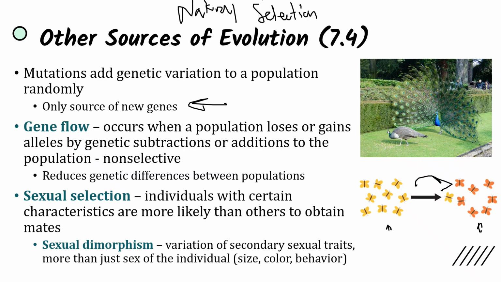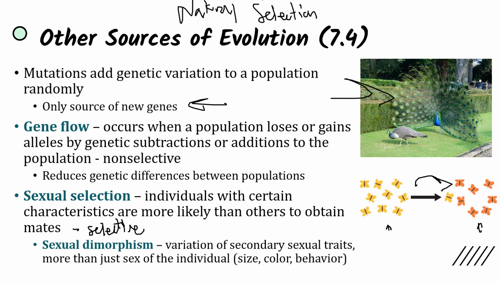We see sexual selection, where individuals with certain characteristics are more likely than others to obtain mates. Now this is going to be a selective form of evolution, and what this is saying is it's not enough to be anatomically compatible in order to reproduce. Individuals with certain characteristics are going to be better suited for finding mates, and this leads to something called sexual dimorphism, where there's a variation of secondary sexual traits. So maybe you have a size that is attractive, a color that is attractive, or certain attractive behaviors that help you gain mates, and so it's more than just the biological sex of the individual.